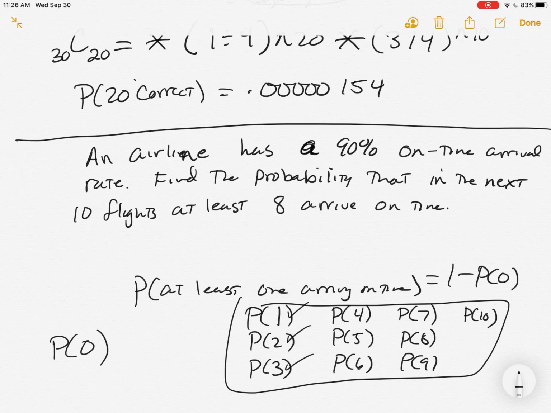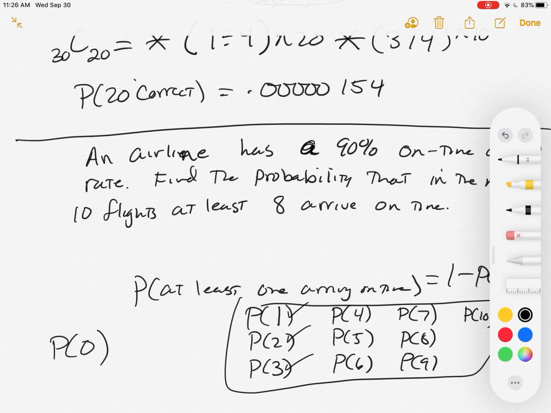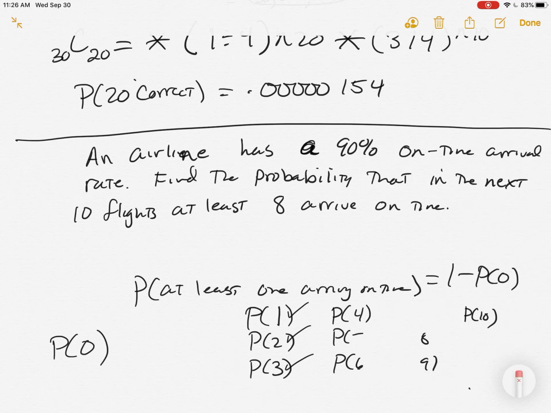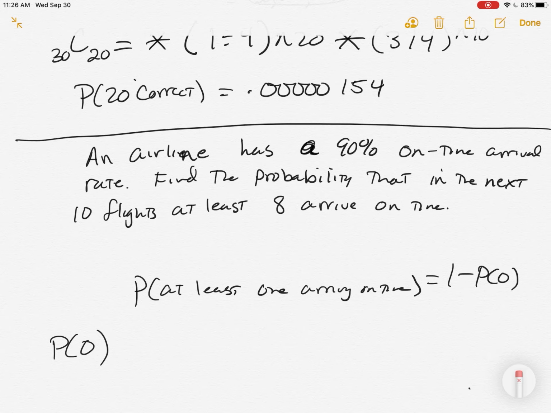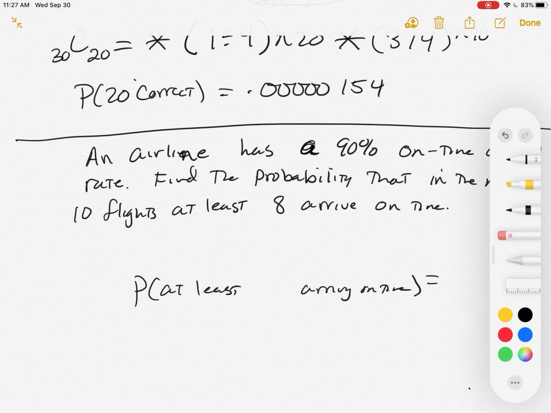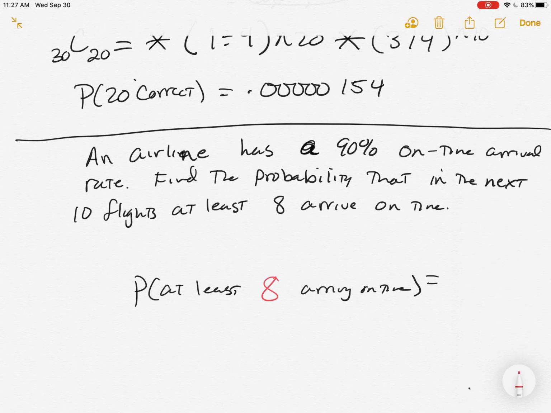Of course. Now, think about the question we have right now. Is it this big, lengthy mess? And the answer is no. So sometimes I'll get students who don't really understand why they did the 1 minus, and I'll show them just exactly what I showed you. So remember what we want. We want at least 8 arriving on time. Well, what's that? That's the probability of 8 flights arriving on time, or 9 flights arriving on time, or all 10 flights arriving on time.